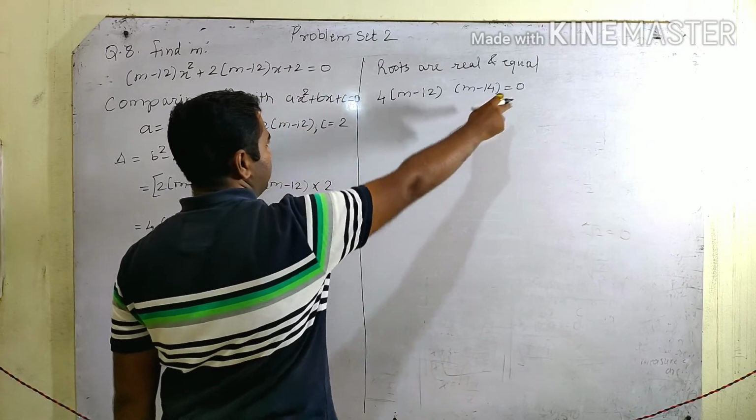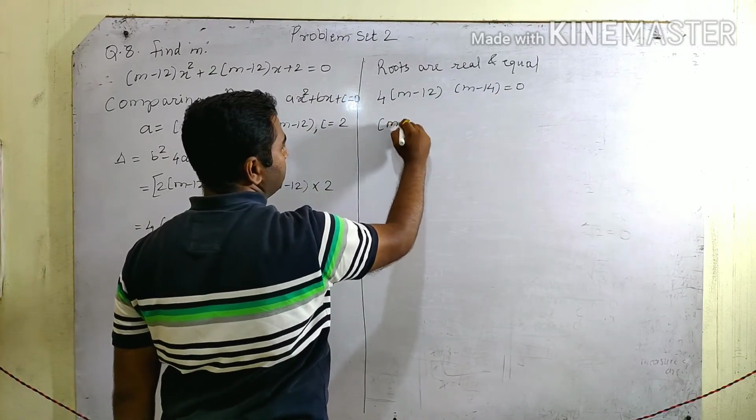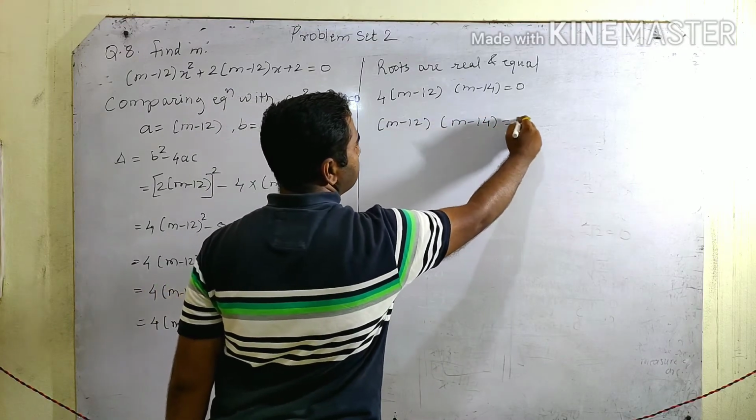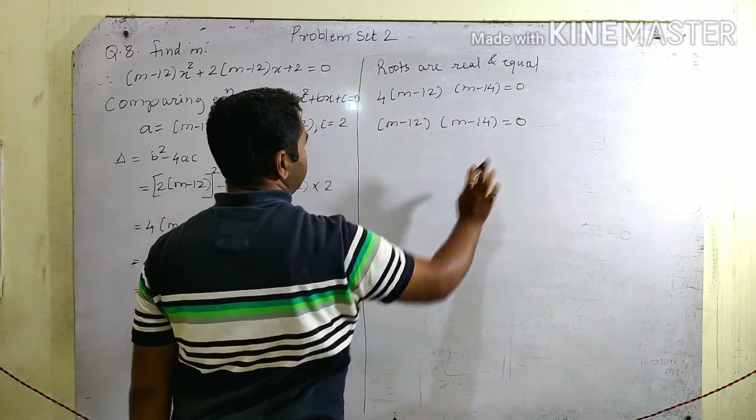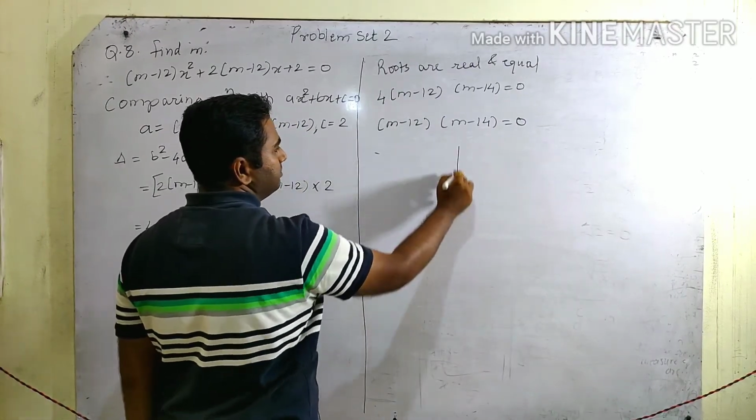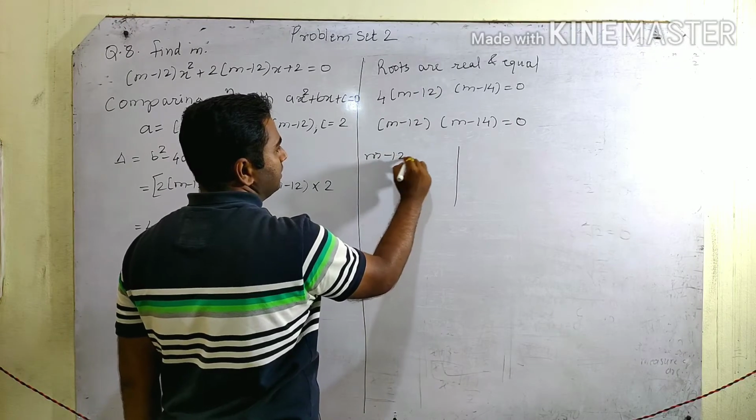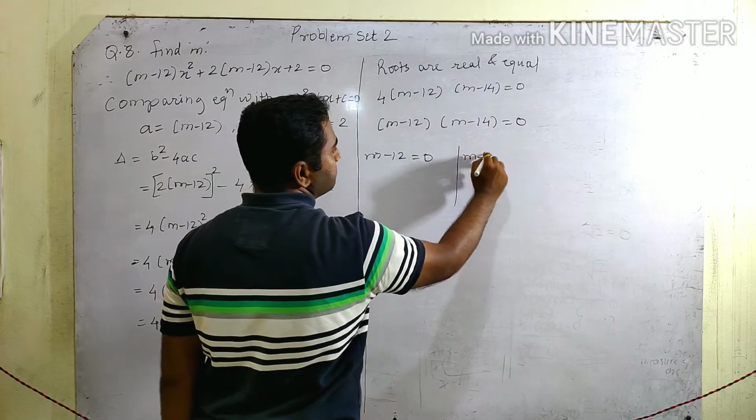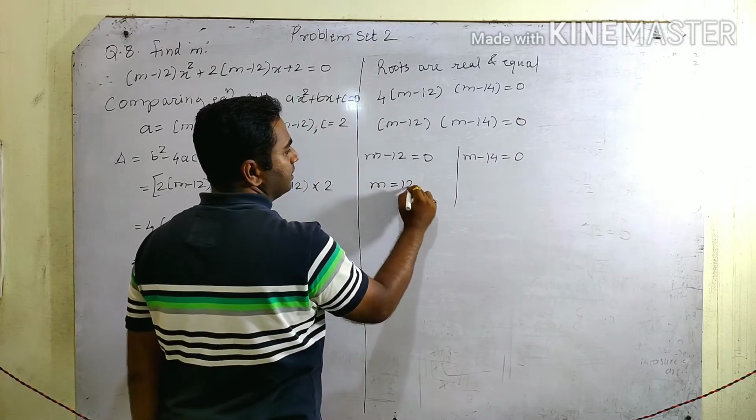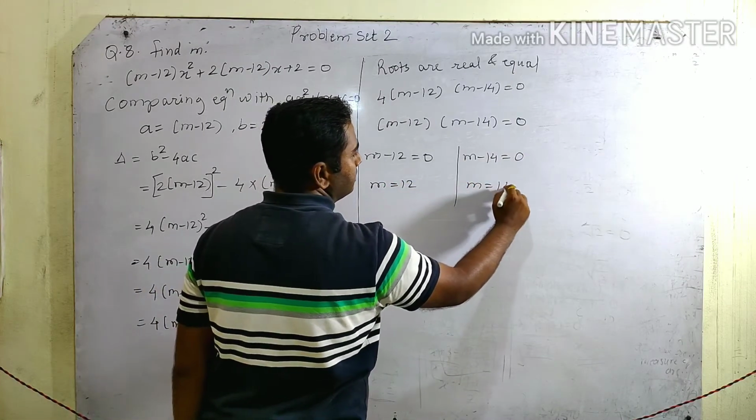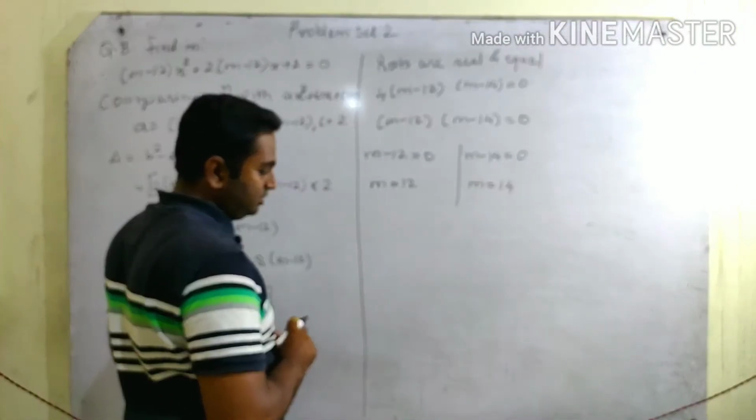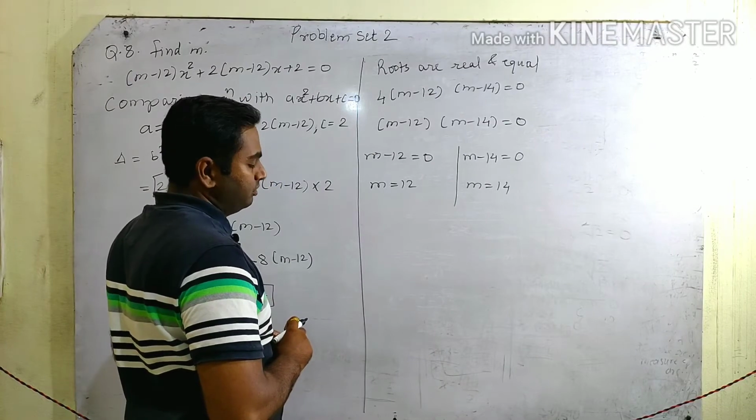If you take this 4 to the other side, then we get (m minus 12)(m minus 14) is equal to again 0, because 0 upon 4 becomes 0. Now we separate them. m minus 12 is equal to 0, m minus 14 is equal to 0. So m is equal to 12, m is equal to 14. Okay, so we get both values, m is equal to 12 and m is equal to 14.